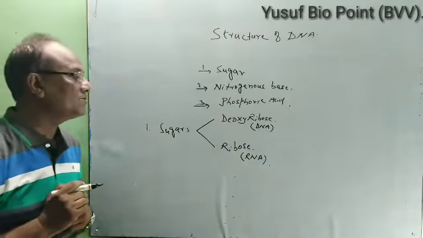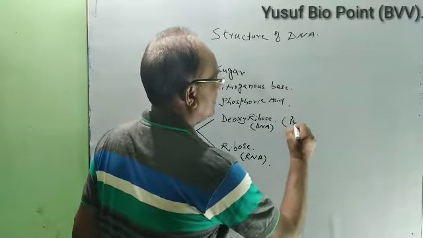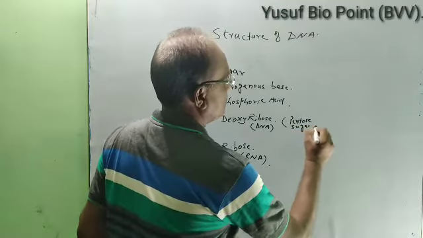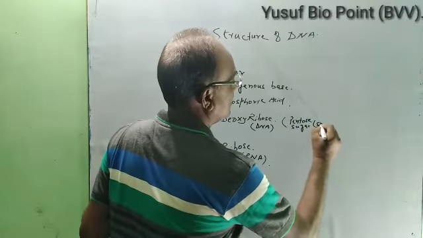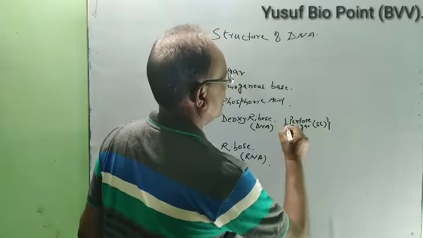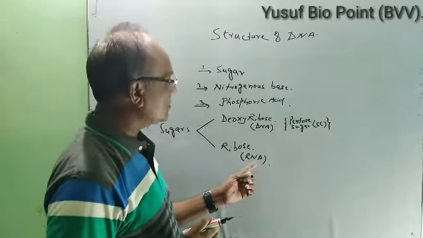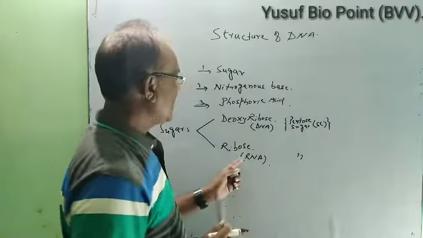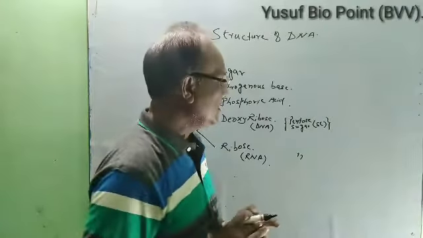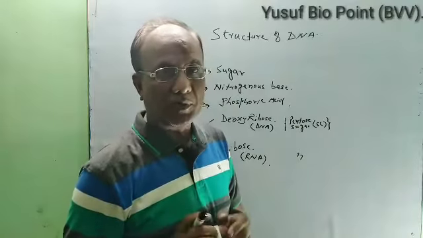And the structures we have seen that it is a pentose sugar, means it contains 5 carbons. This contains 5 carbons. It is also a pentose sugar. And this also contains 5 carbons, but there is a certain difference between them.